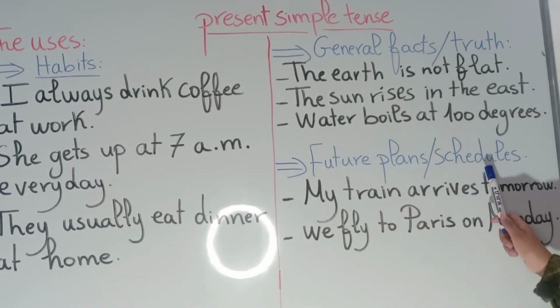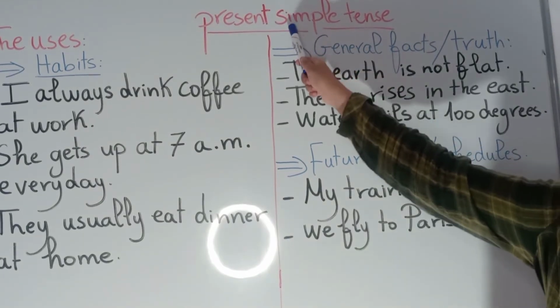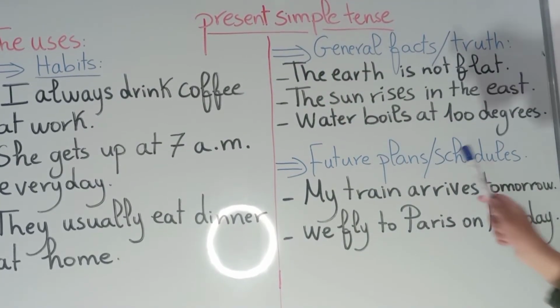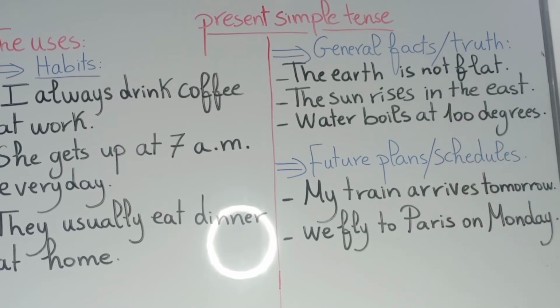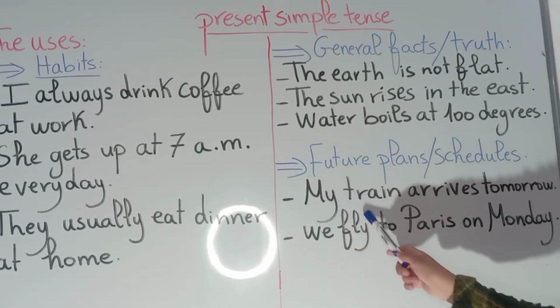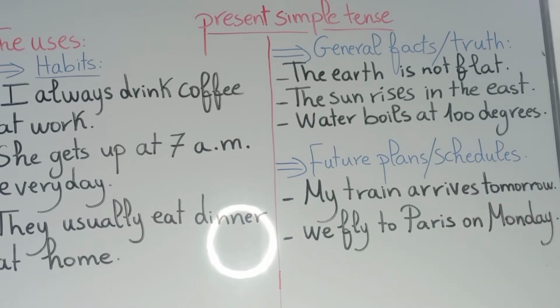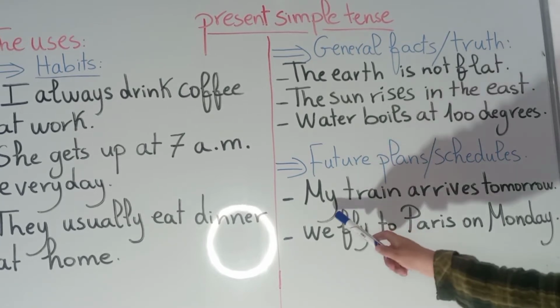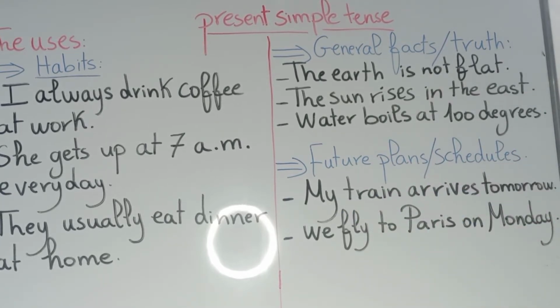Future plans, or when we're talking about schedules. Okay, here it is confusing for you because we're talking about the present simple and at the same time we are mentioning the future plans. But it actually makes sense because here, let me read the example for you. My train arrives tomorrow. Yes, you can say my train will arrive tomorrow because we're talking about the future, but the correct one is my train arrives tomorrow.